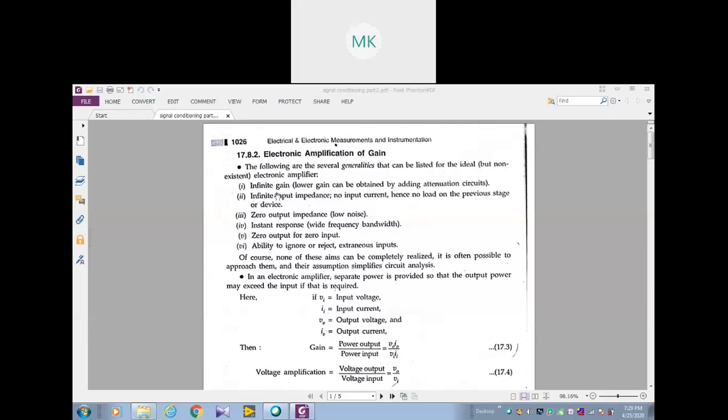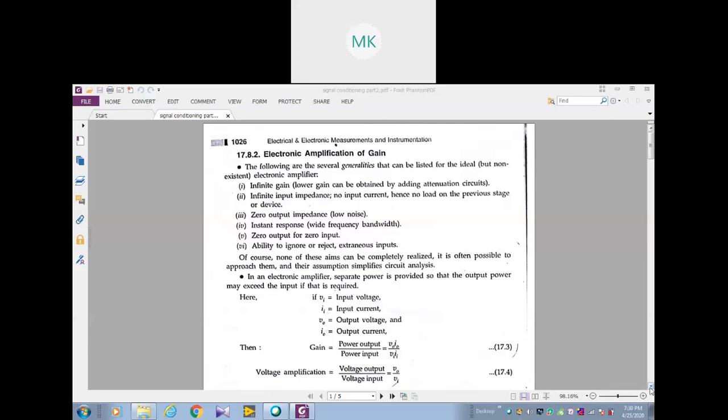Infinite gain; lower gain can be obtained by adding attenuation circuits. Infinite input impedance, so no input current, hence no load on the previous stage or device. Zero output impedance, low noise, instant response, wide frequency bandwidth, zero output for zero inputs, and the ability to ignore or reject extraneous inputs. These are the ideal characteristics of the electronic amplifier.